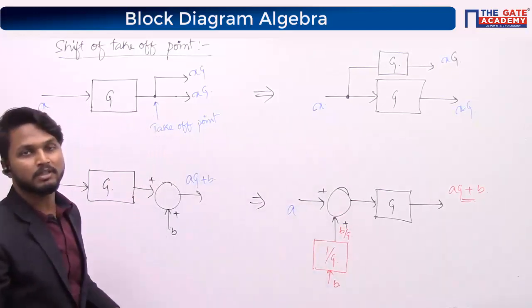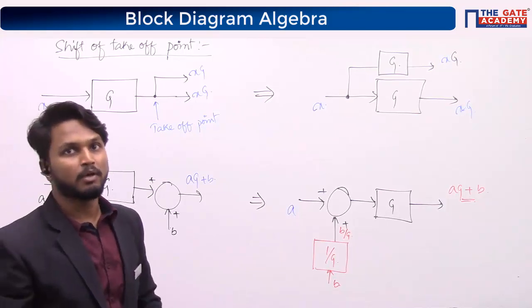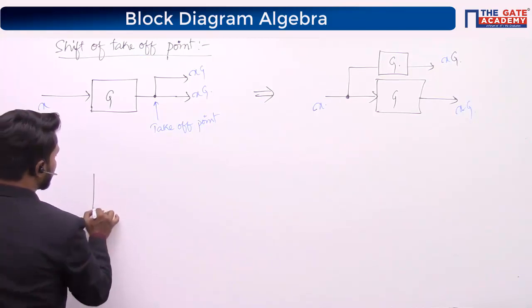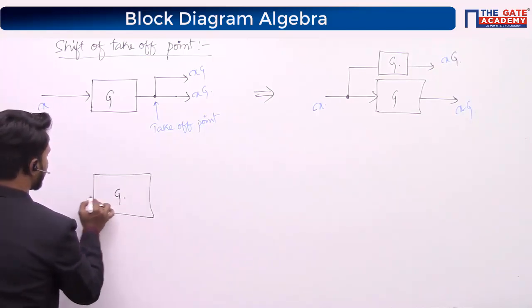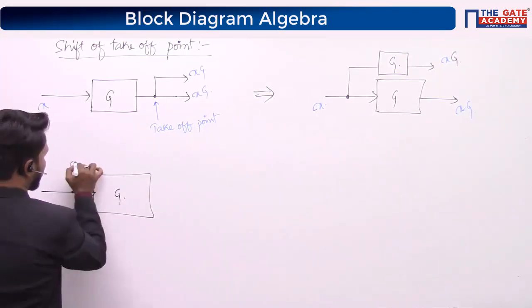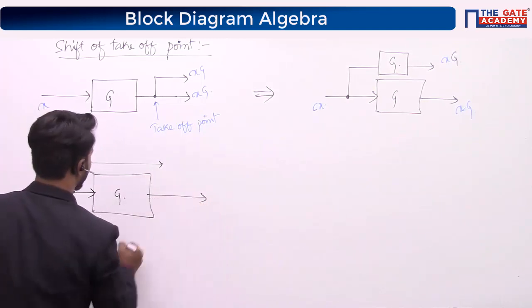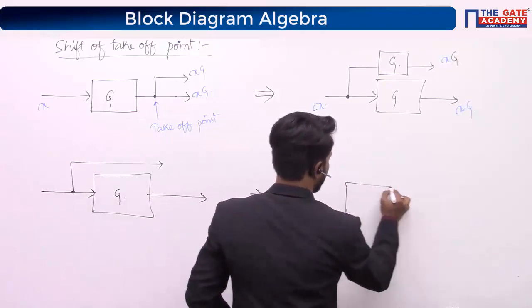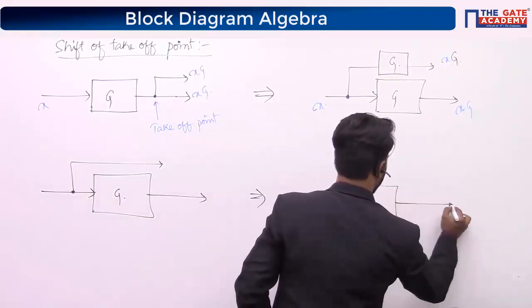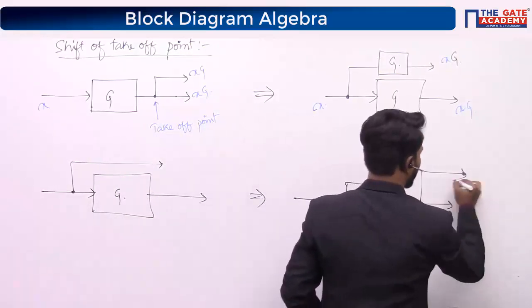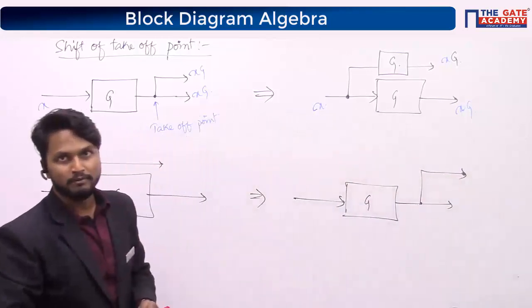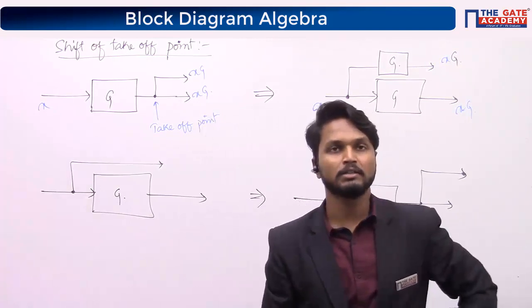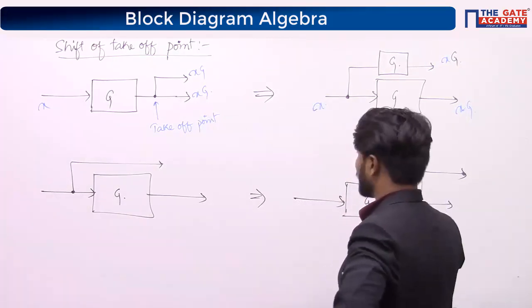If you want to shift the takeoff point from left to right, what should you do? See here. Next, you have some takeoff point before this block. To the left of this block, you have some takeoff point like this. You just want to shift this to the right. So this is G. What modification should I do now? So tell me, what is the modification required? Yes, 1 by G.